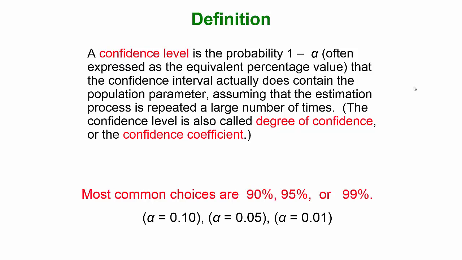The most common confidence level choices are 90%, 95%, or 99%. For 90%, alpha is 0.10 or 10%. For 95%, alpha is 0.05, and for 99%, alpha is 0.01.